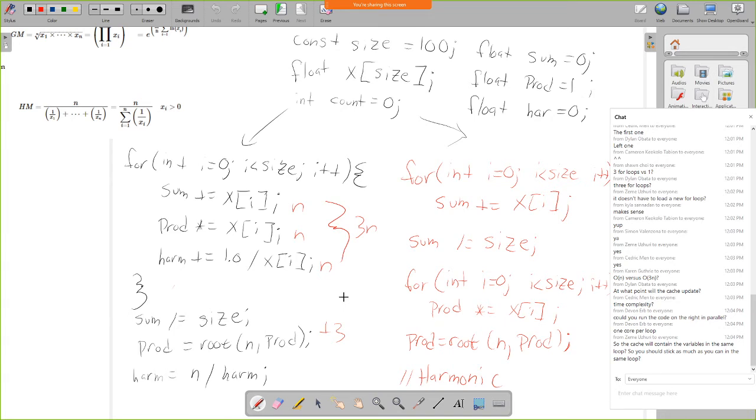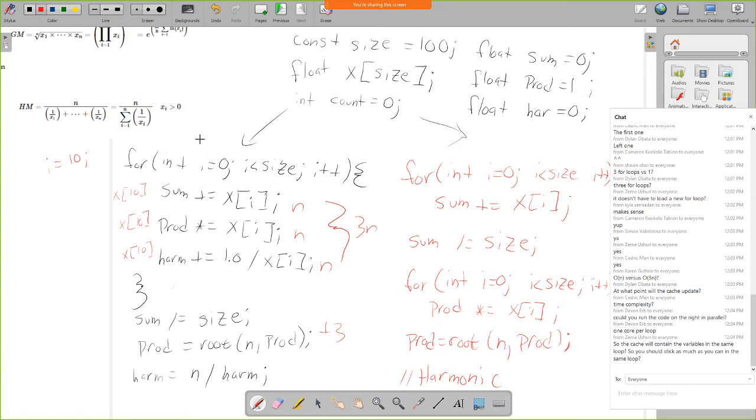The cache will contain the variables that you've recently used. So here, let's say for i equals 10, this is going to access x sub 10, and then this one will access x sub 10, and then this one will access x sub 10, and then on the next iteration they all access x sub 11. But on this one, it's going to access 0, 1, 2, 3, 4, 5, 6, 7, 8.